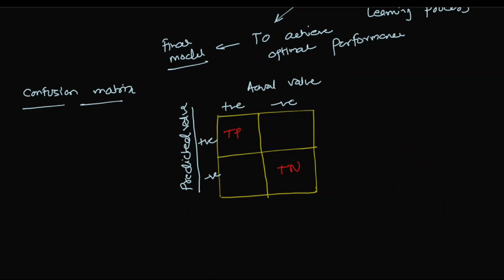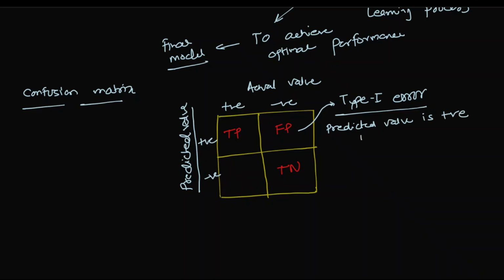But let's say my actual value is negative, but my model predicted positive, then it is called a false positive. Some also say this is a type 1 error. In statistics, this is considered a type 1 error. Type 1 error means the predicted value is positive but it is false, or I can say negative. This is called a type 1 error.